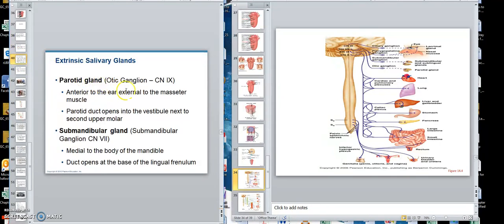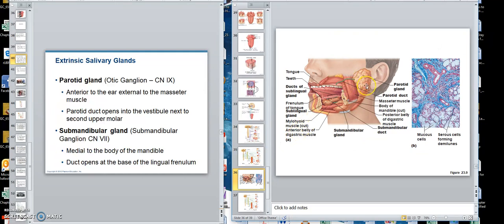The parotid gland, we already said, that's the one. Let's just go to a picture. Here's that parotid gland right here. That's the one that mumps affects. It empties around that second molar, upper. Right there.